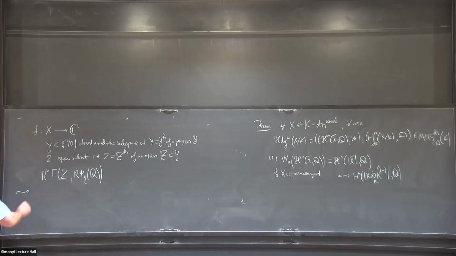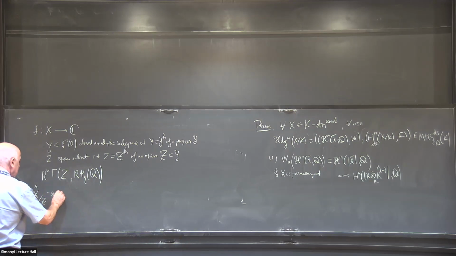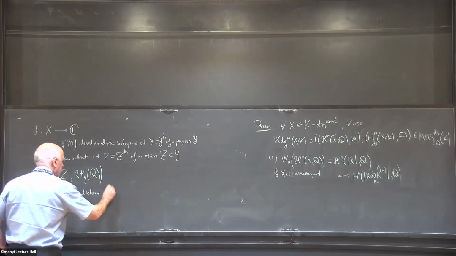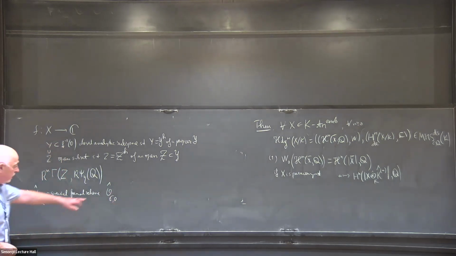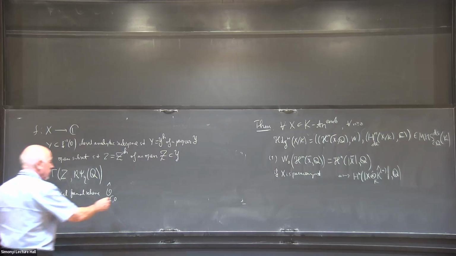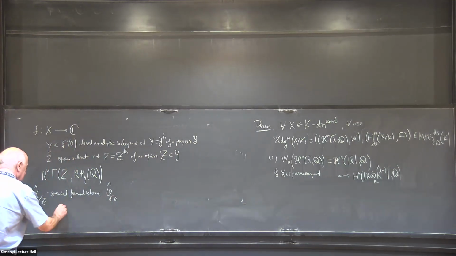If you have such data, one can construct a special formal scheme, the completion of X at Z, over the completion of the ring of convergent power series at 0. First of all, one does this for Y because it's proper, using some theories about algebraic spaces, but then it is an open subscheme in that case. It's a special formal scheme, and so we can consider its generic fiber.